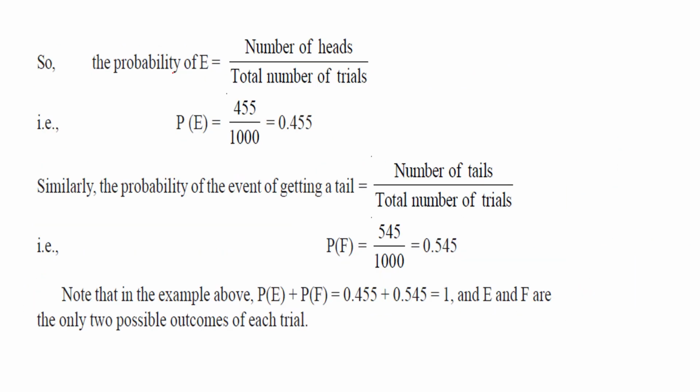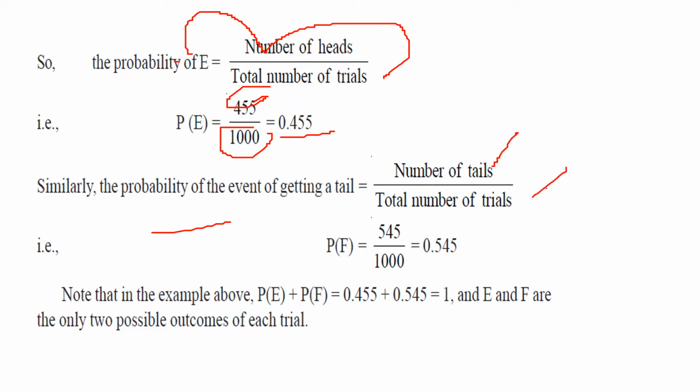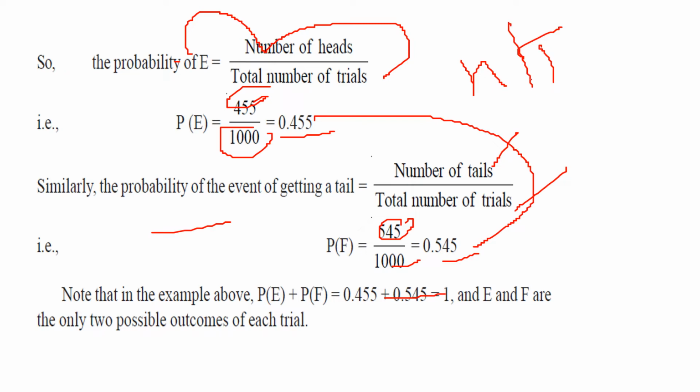So the probability of E is the total number of heads by the total number of trials, 455 by 1000, that is 0.455, and the probability of getting a tail is the number of tails by the total number of trials. This is 545 by 1000, that is 0.545. If you add these two, you will get 1. So the probability of getting head and the probability of getting tail will add up to 1, and this is very important because E and F are the only two possible outcomes of each trial. So when you add them, it has to come to 1.